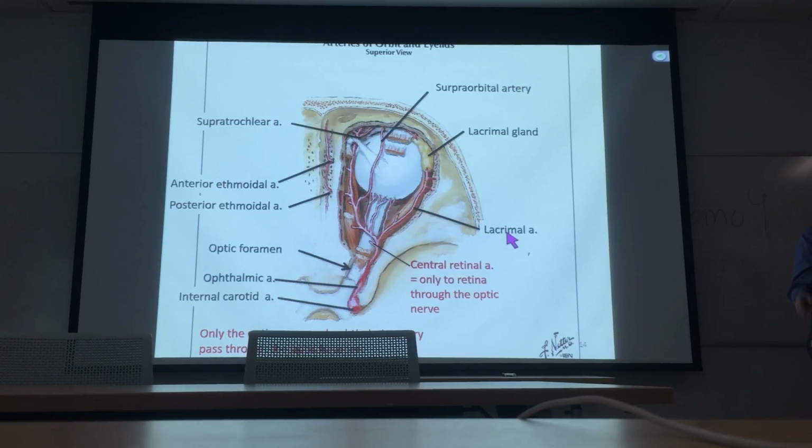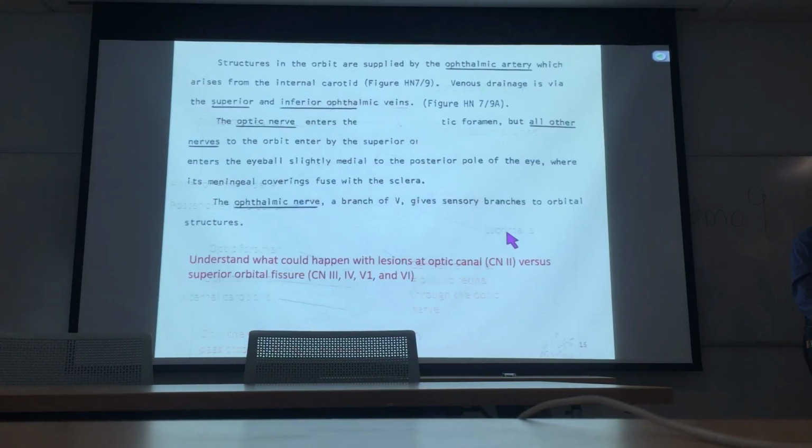Typically, to see it, you would have to cut through the optic nerve. When you cut through the optic nerve and take a look, there's literally just a little pinhole right in the middle of the optic nerve where you see the central artery of the retina. Okay, easy enough. Branch of the ophthalmic artery, going to the retina. So that's what's getting talked about with the artery.